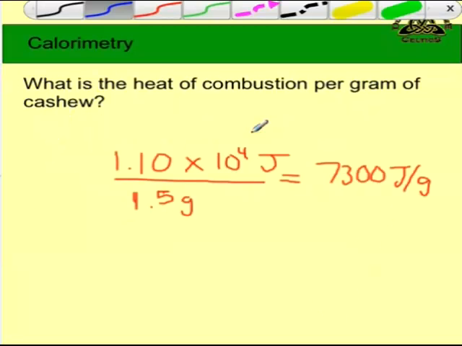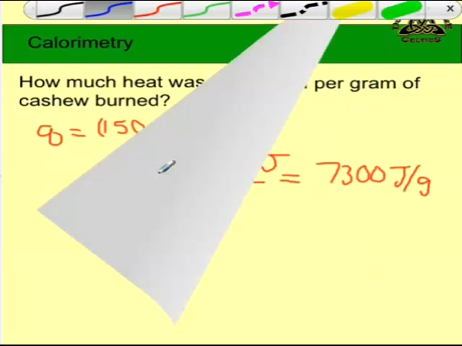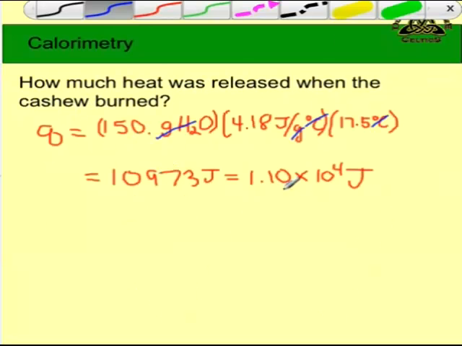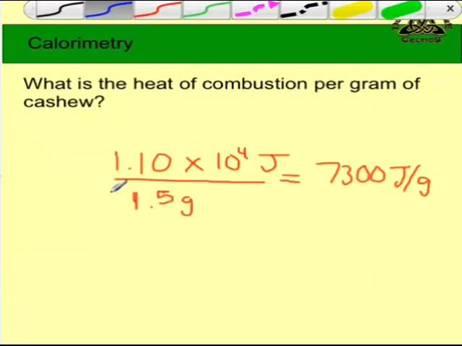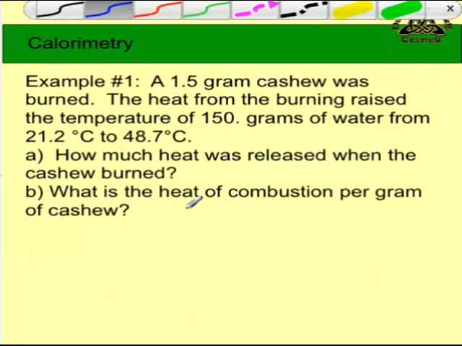Next problem, again with B. What is the heat of combustion per gram of cashew? All we did is we took the answer from the last problem, which again, if you flash back here for a sec, this was the answer to our last problem. Divided that by 1.5 grams. And you're probably asking, okay, where do we get the 1.5 grams from? If you go back to the beginning problem here, you notice you're dealing with a 1.5 gram cashew.